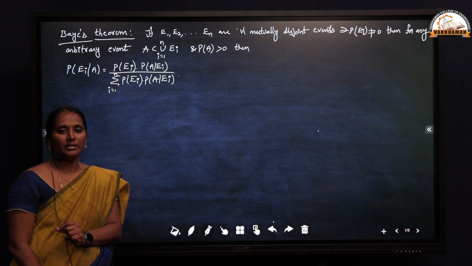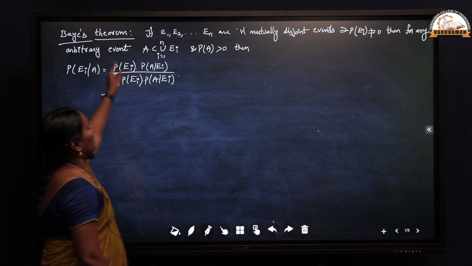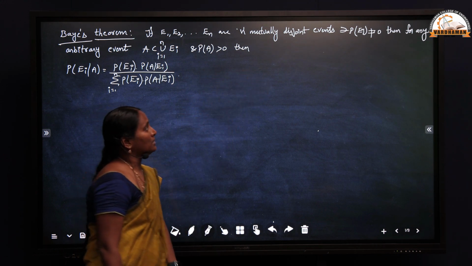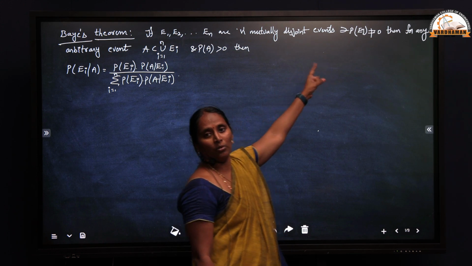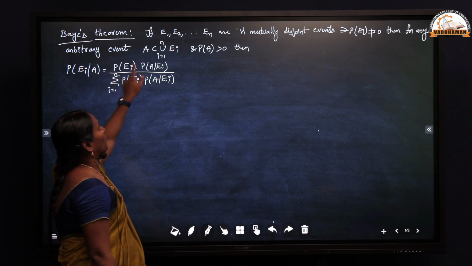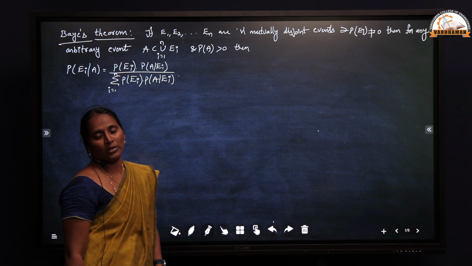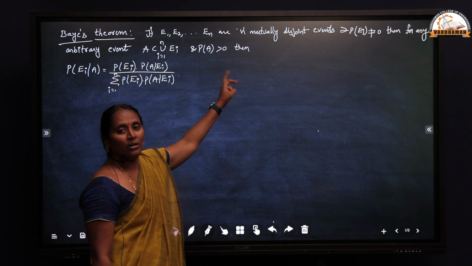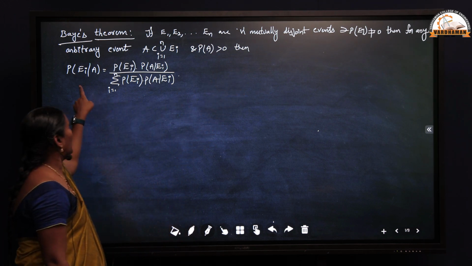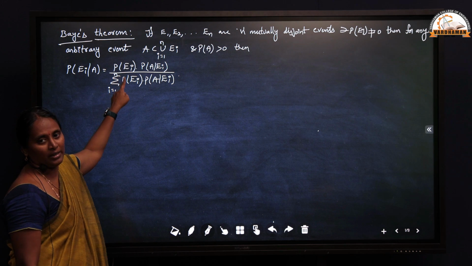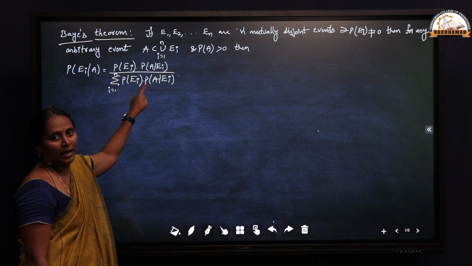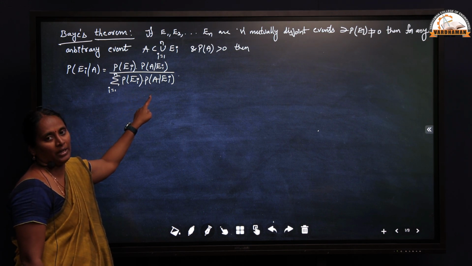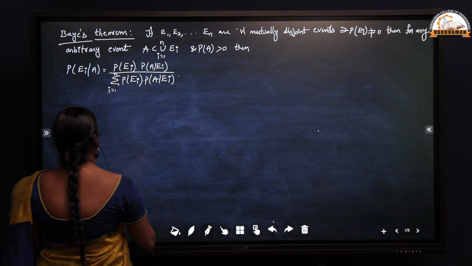Now the statement of Bayes theorem is: if E1, E2 and so on up to En are n mutually disjoint events, such that P of Ei is not equal to 0, then for any arbitrary event A which is a subset of the union over i equals 1 to n of Ei, and P of A greater than 0, we are going to prove that P of Ei given A is equal to P of Ei into P of A given Ei, divided by the summation over i from 1 to n of P of Ei into P of A given Ei. This is what we are going to prove.